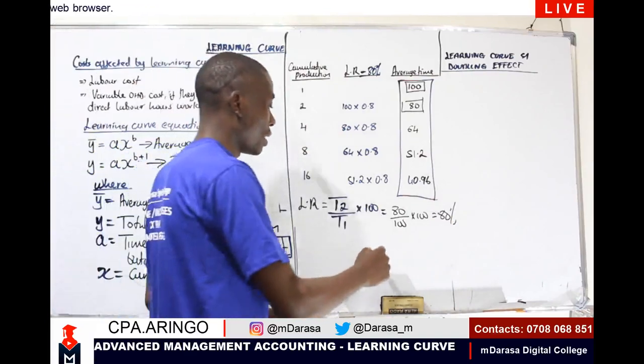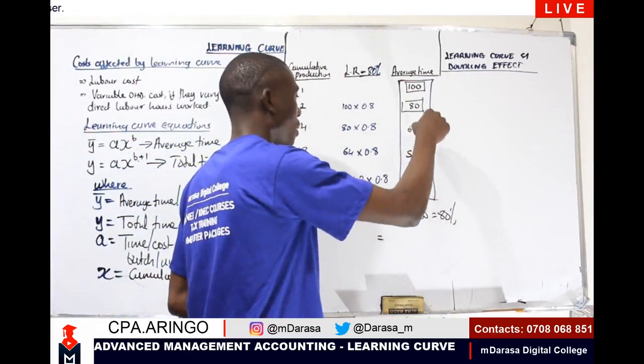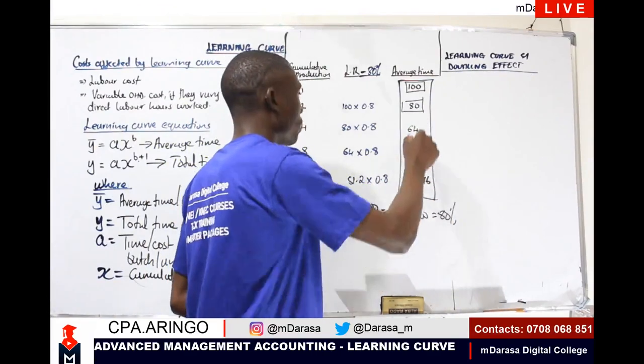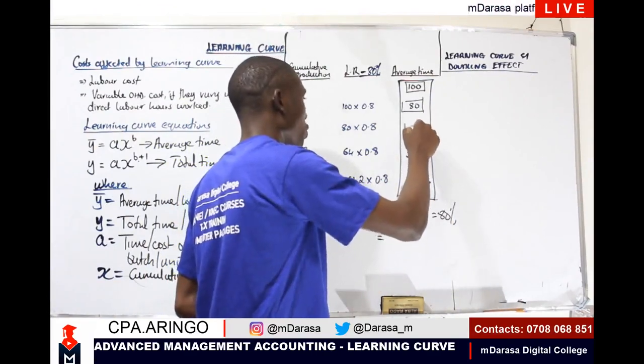We can also do it with this other case. Assuming now I'm looking at 80 and 64, so my T1 in this case and our T2 in this case, what should I be looking for?